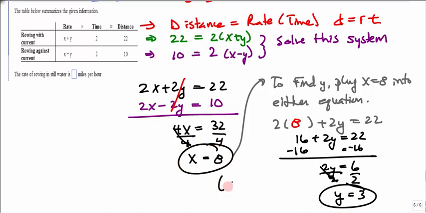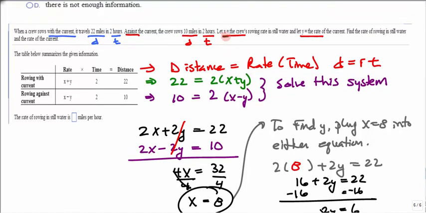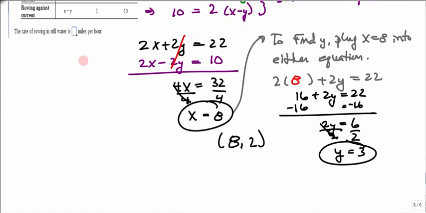So this is my ordered pair that solves that system. The rate of rowing in still water is blank miles per hour. How do I know if that's 8 or 3? Well, if we come up here, it says x is the rate in still water. So solving for x down here, that was 8.